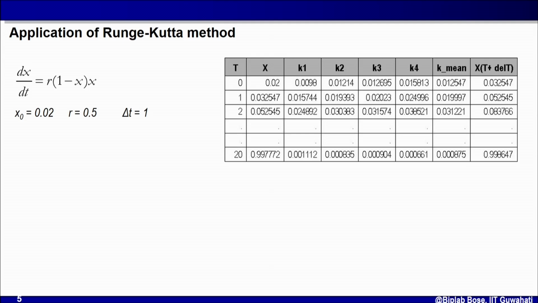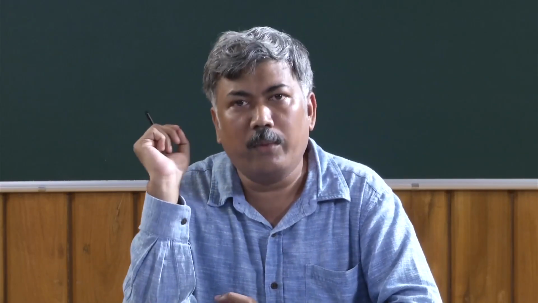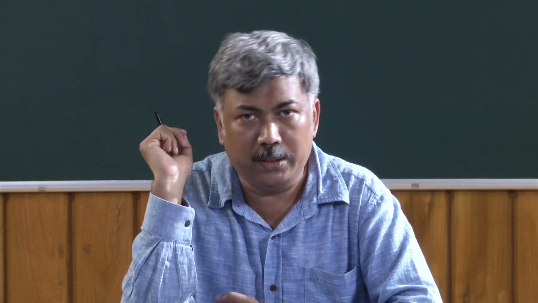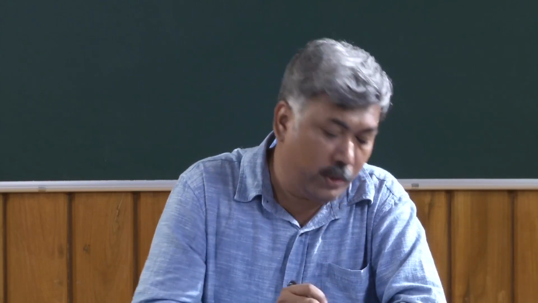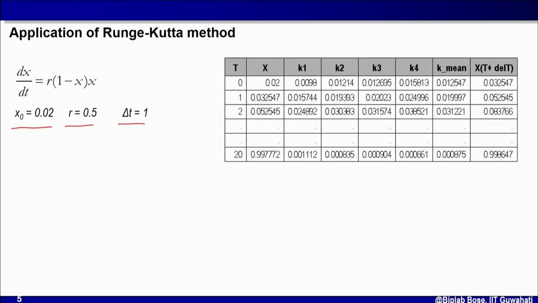Let us try this method, the 4th order Runge-Kutta method, on our problem of spread of infectious diseases. So if you remember, the ordinary differential equation for modeling this spread of infectious disease was dx dt equal to r into 1 minus x into x. r is given as 0.5, x at t equal to 0 is 0.02, and I am taking here delta t as 1. So I will increment time by 1.